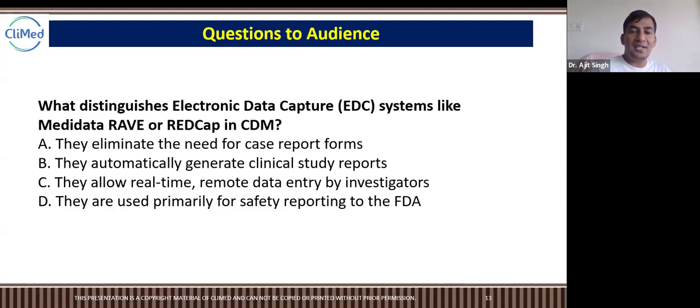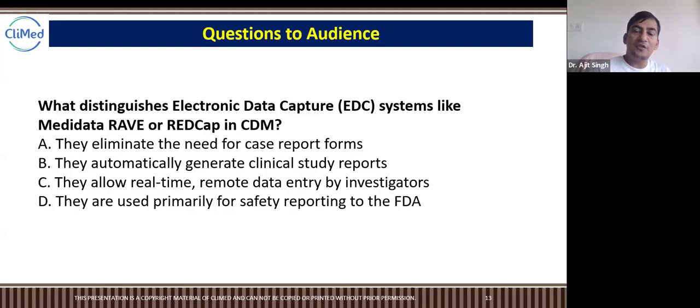Yeah, so this one is about CDM. What distinguishes electronic data capture systems like Medidata Rave and RedCap in CDM, clinical data management? So the answers are here. You have to choose the right answer.